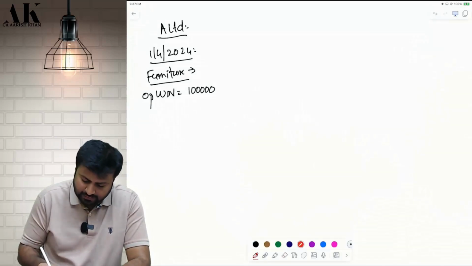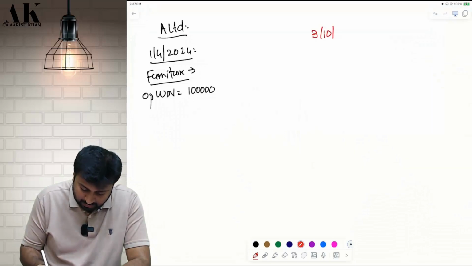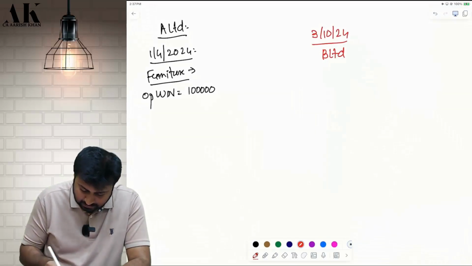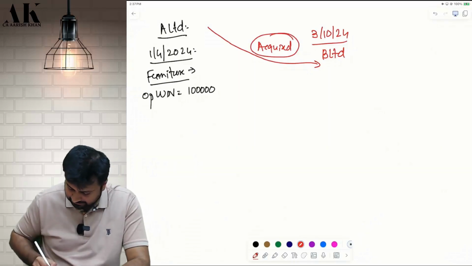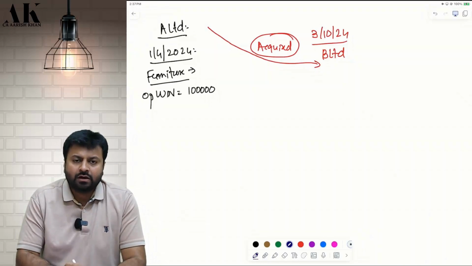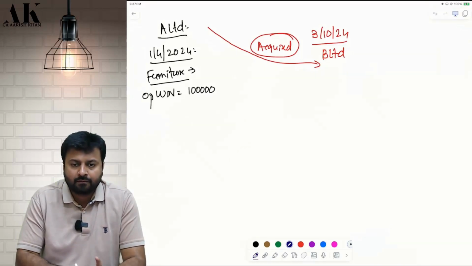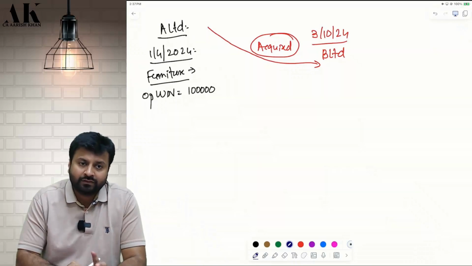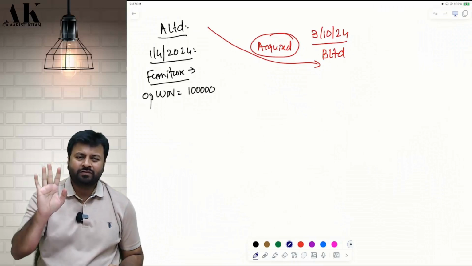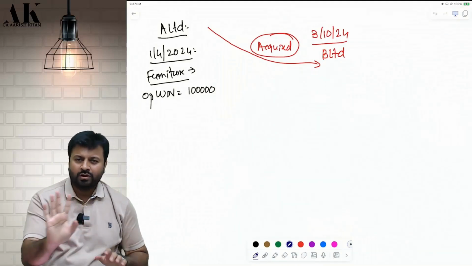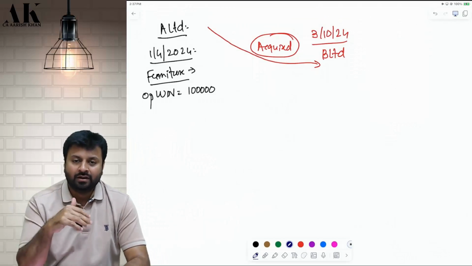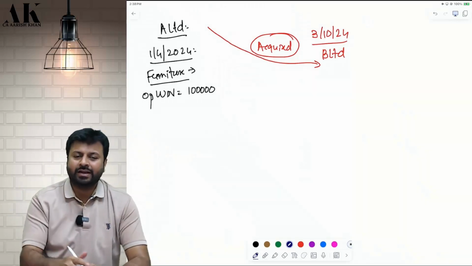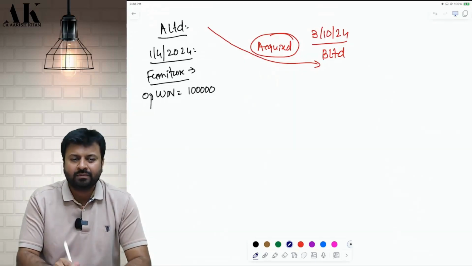Now suppose after a few months, on 3rd October 2024, B Limited acquired A Limited. Now in that case, how will depreciation be computed? Will depreciation be allowed only to A Limited, or only to B Limited, or will it be given to both of them? See, practically speaking, what we have done so far is depreciation should only be allowed to B Limited, because in the year of transfer, the transferor does not get any depreciation. Yes or no? This is the basic thing which we have learned today. Please tell me.